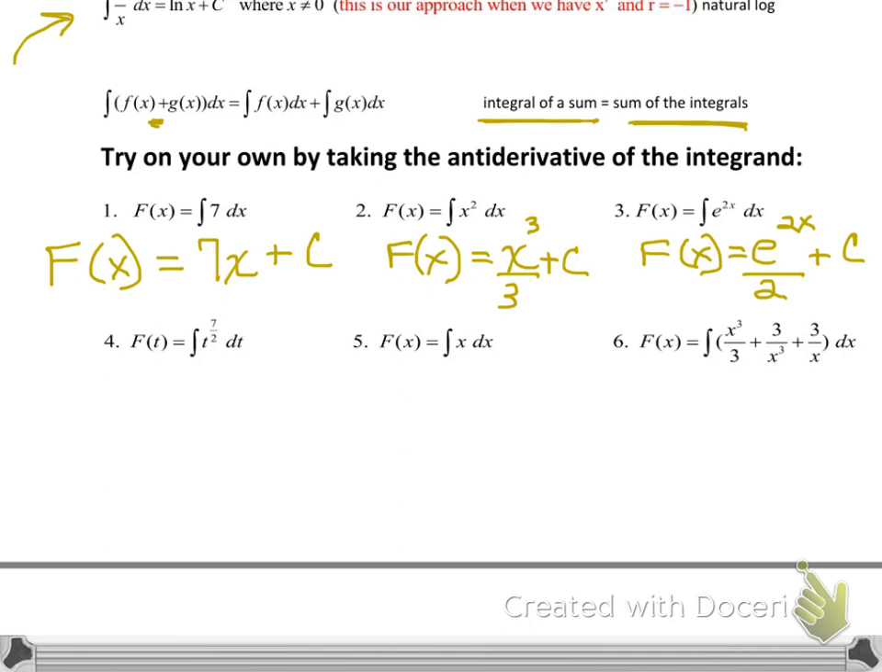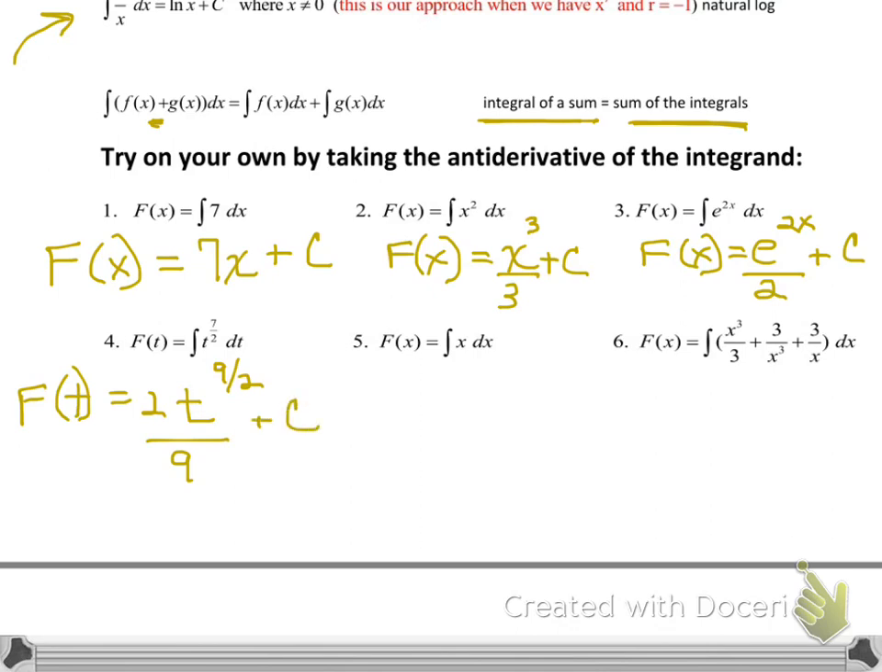Okay, here we've changed our variable. Our variable is now t. So I'm now looking for F of t, not F of x. So F of t equals, I see I have a power rule in play, so I'm going to write down the t. I'm going to add 1 to the 7 halves, that becomes 9 halves. I would divide by 9 halves, but the other option, which is even better, is multiplying by 2/9. So that's what I'm doing, and then add the constant of integration.